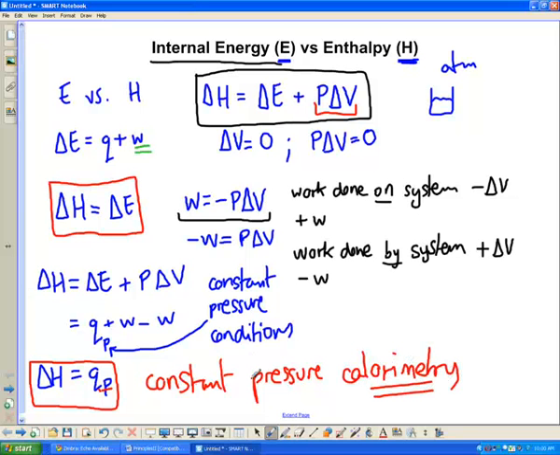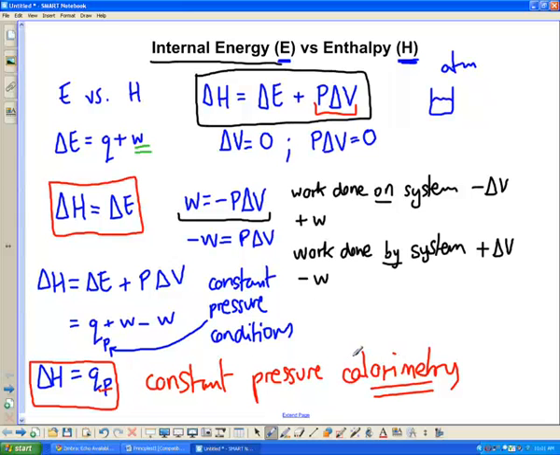You can use this idea of doing things at constant pressure where the volume doesn't change and the external pressure doesn't change. So you figure out the temperature change in the reaction. From that you can get the heat change in the reaction, and from that you can get the enthalpy change. The next video that I'll be showing you is about constant pressure calorimetry, so check back for that one.